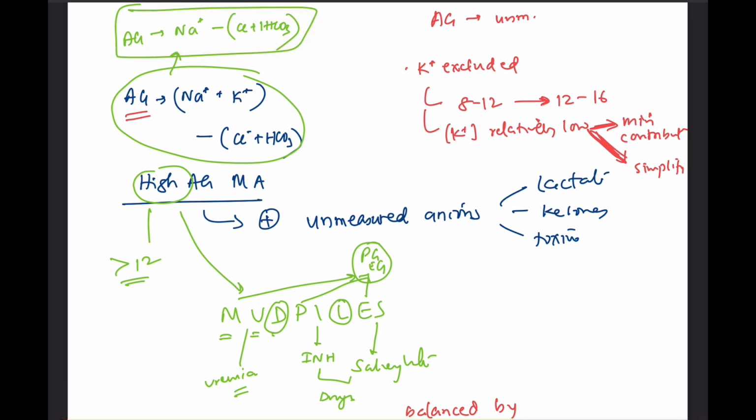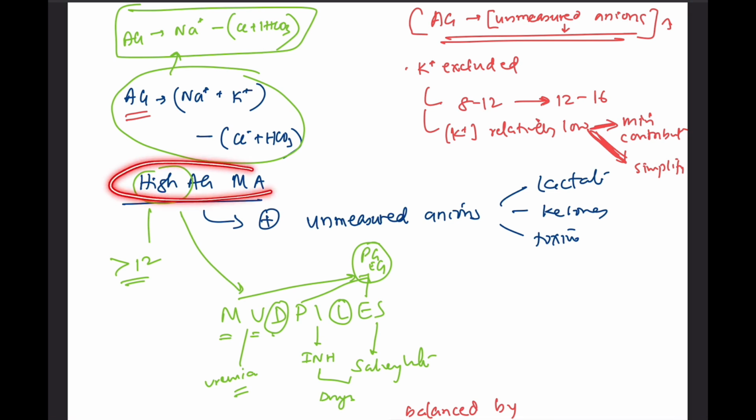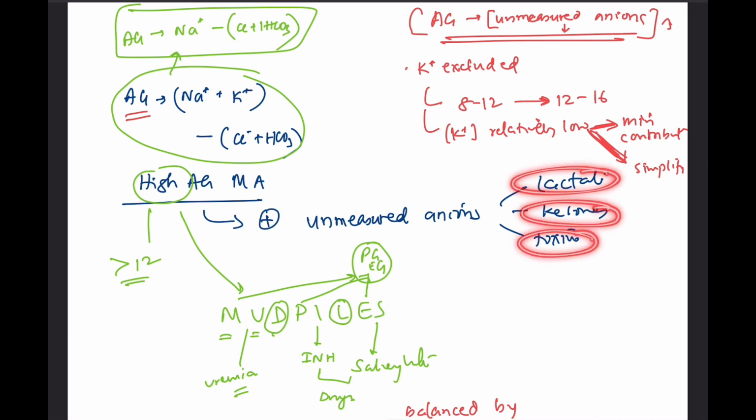Now, anion gap, as we know, is representative of the unmeasured anions. This will be very relevant if you think about what high anion gap metabolic acidosis is. High anion gap means an increase in the unmeasured anions. What are those unmeasured anions? They can be lactate, ketones, or any toxins that can be there.